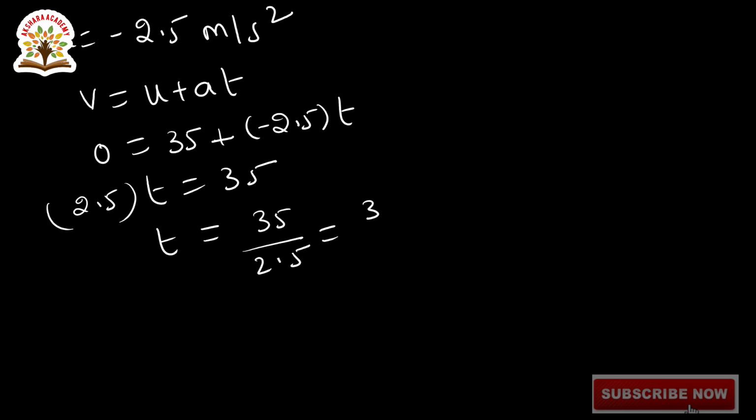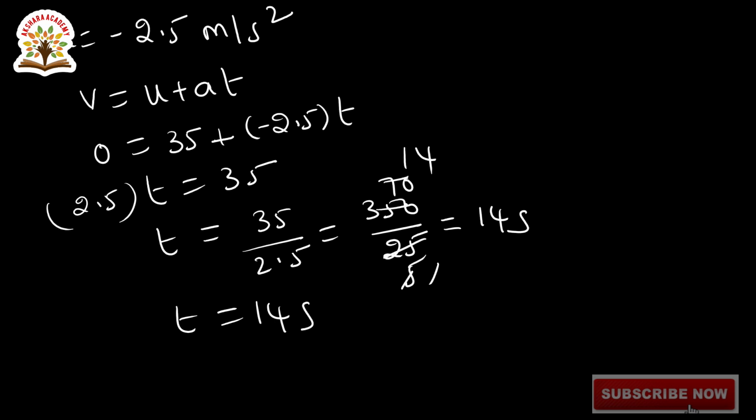It becomes 350 by 25. 5 fives are 25, 5 sevens are 35, 0. 25 ones are 25, 25 fourteens are 350. So t is equal to 14 seconds. So the final answer is, therefore time taken t is equal to 14 seconds.